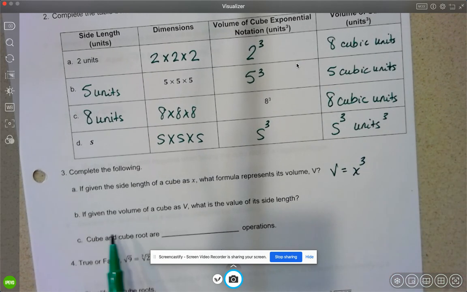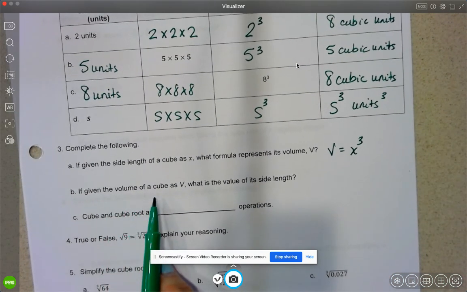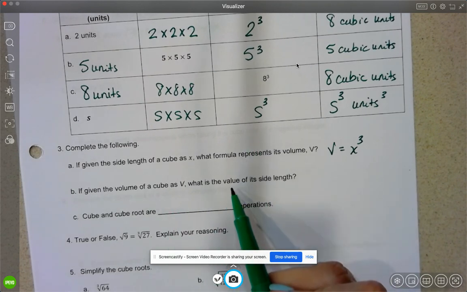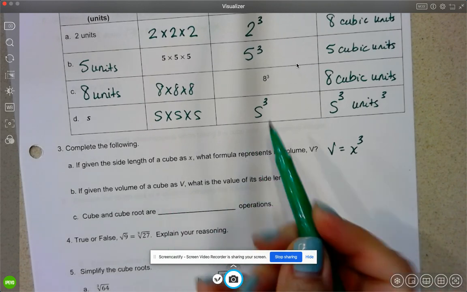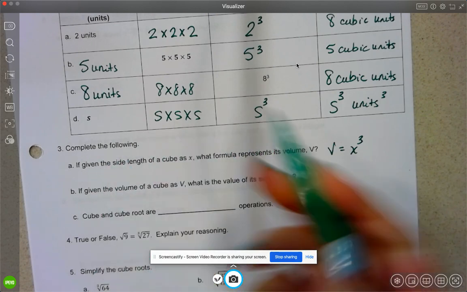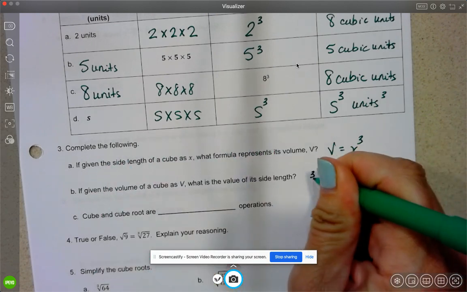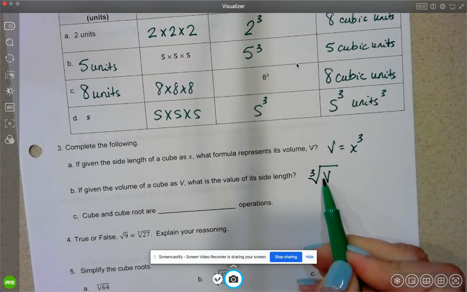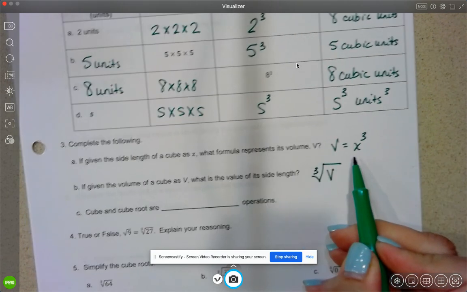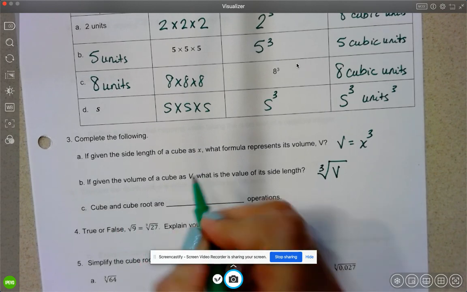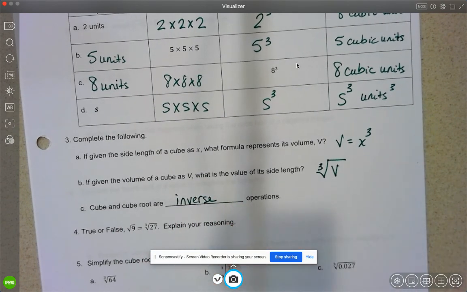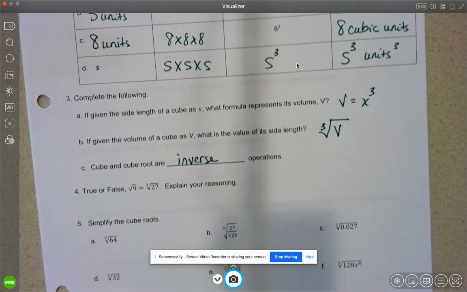If given the volume of a cube as v, so if they gave you the volume and you had to find the side length, you're kind of working backwards, and you want the cube root of whatever v is. Whatever the volume is, that's going to be your side length. So cube and cube root are inverse operations, just like addition and subtraction, multiplication and division, squaring something and taking the square root.